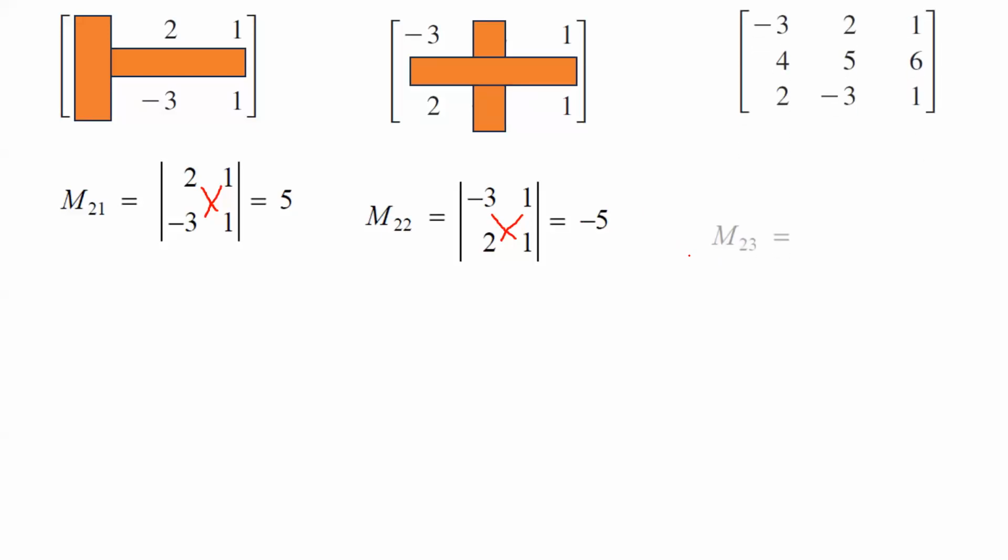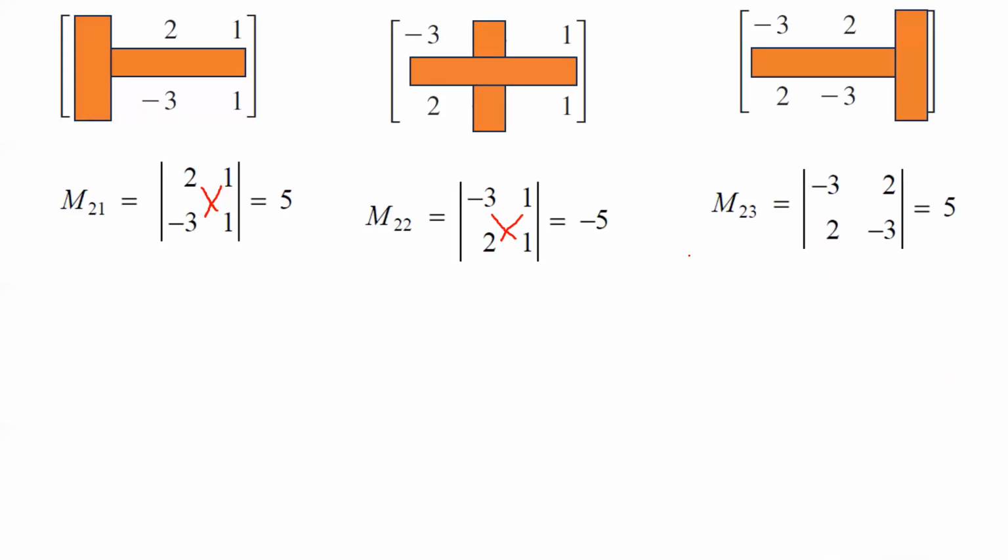The next minor is related to the second row and third column. So M sub 2, 3 is related to the second row and the third column. By deleting these, you get a 2x2 matrix, and the minor is the determinant of this 2x2 matrix. We're going to multiply -3 by -3 and subtract 4. You get 9 minus 4, which is 5.